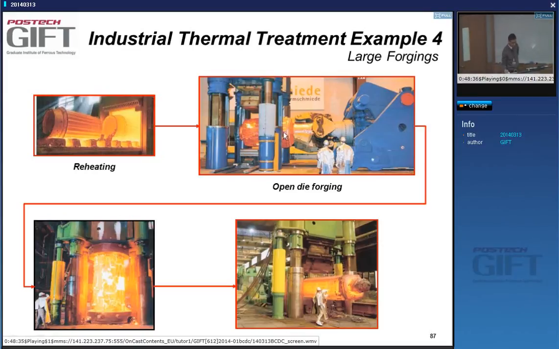Then these go into open die forges. And right here, you have this gigantic computer-controlled arm that takes this very hot metal into this forging die equipment. You can see it again here. It's another part of the forging, and you can see this piece slowly getting some shape.